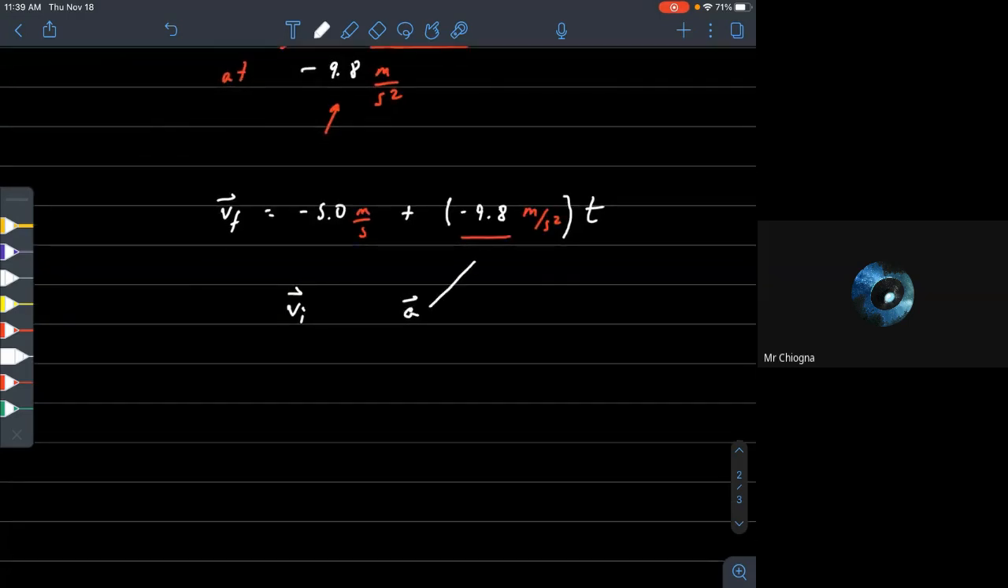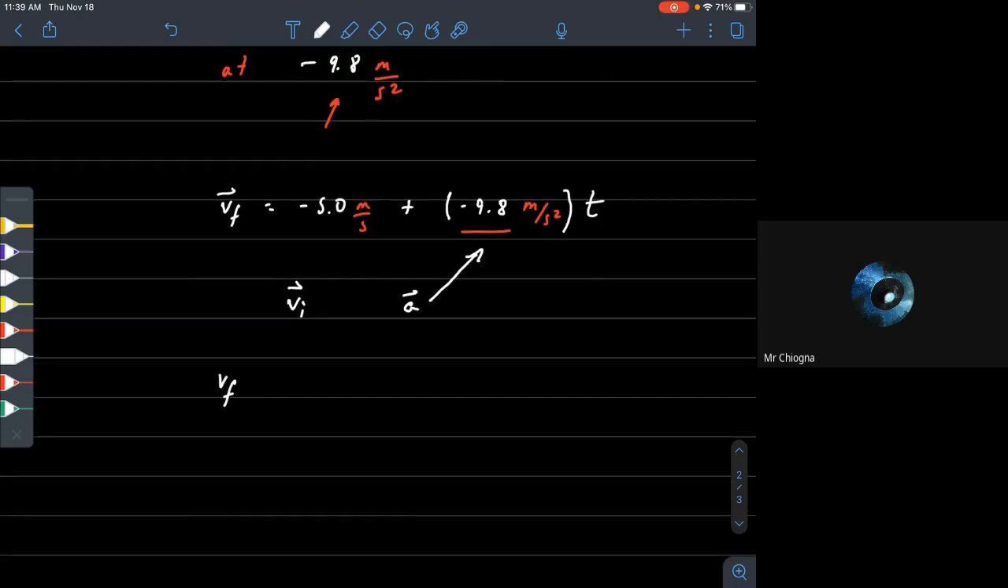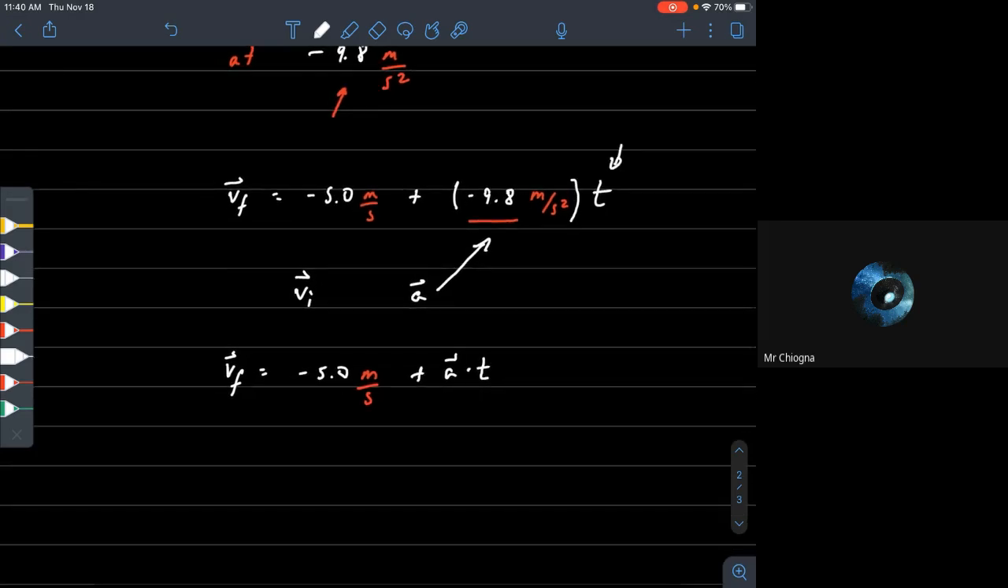I just mentioned this one here obviously is some sort of acceleration, right? So I can fill that in. Instead of writing negative 9.8, I'll just put A times T. Does that remind you of anything so far? No? Okay, here's a hint. Set this equal to 0 at time 0. What do you get?